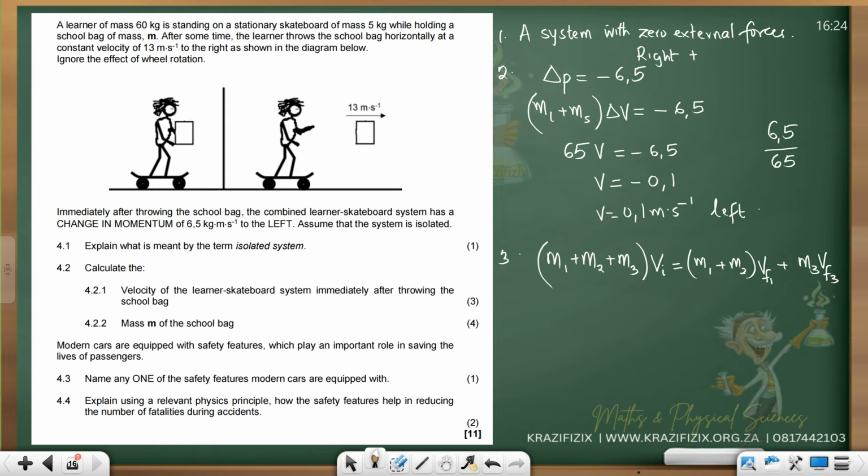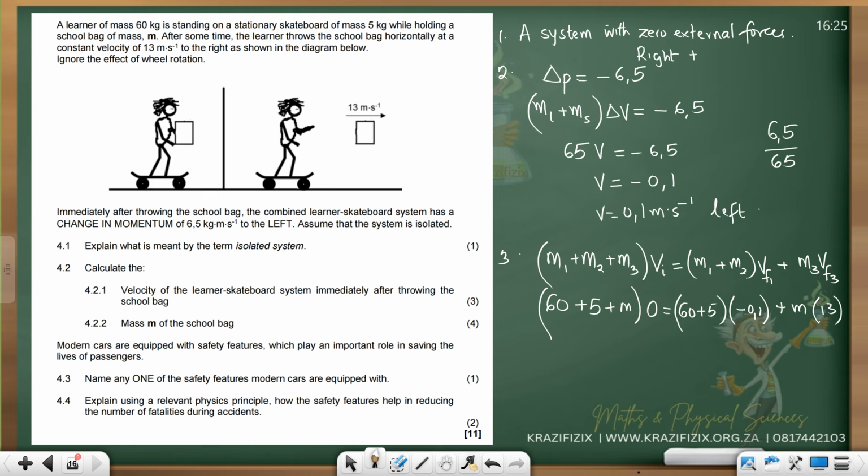M1, M2, M3. M1, let's call it the mass of the boy, which is 60. Is he a boy or a girl? A learner. Okay. What is the mass of the skateboard? 5. We're looking for M, right? But stationary, 0. Now this one is 60 plus 5. What is the final velocity? Sorry, wrong. Negative 0,1. Plus, wait, hold on. Oh, the bag moves 13 meters. I wanted to say something is missing.